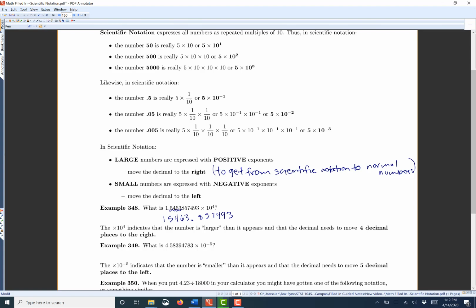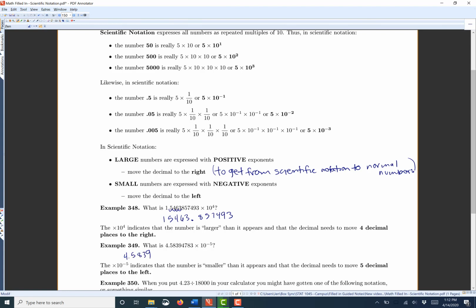So let's try our next example. We have this 4.5 something times 10 to the negative 5. That 10 to the negative 5 means our number is smaller than you think. So how do you make the number smaller? You move the decimal to the left. So I'm going to rewrite this here.